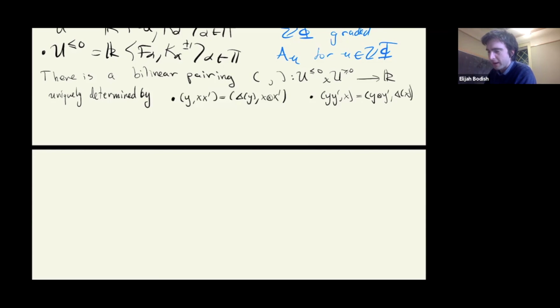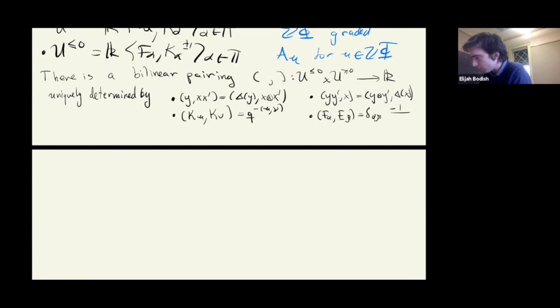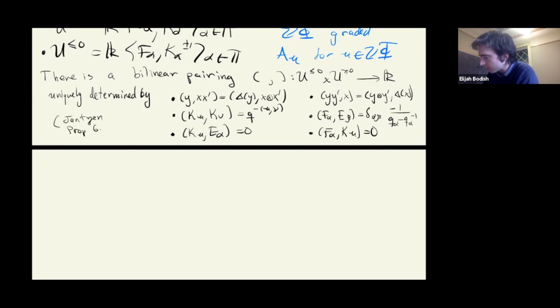So if you remember, last time I believe we were using this convention in the book. Y's, elements that are like Y's, you should think of those as being in U minus or U less than or equal to 0, and X's, those are things in U greater than or equal to 0. And then we can pair the K's like this, and then the F alpha, E beta pair, well, if they're distinct simple roots, it's 0. And if they're the same, I get -1 over q alpha minus q alpha inverse. And then the K's and the E's and the K's and the F pair to 0. So this is Jantzen proposition 6.12.